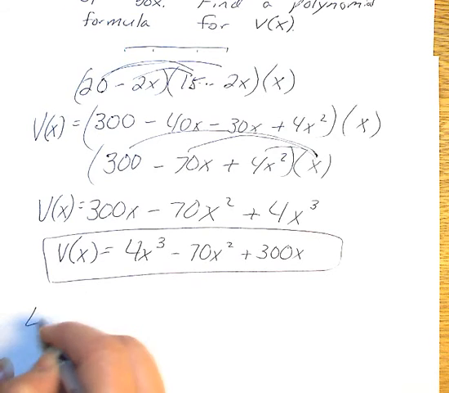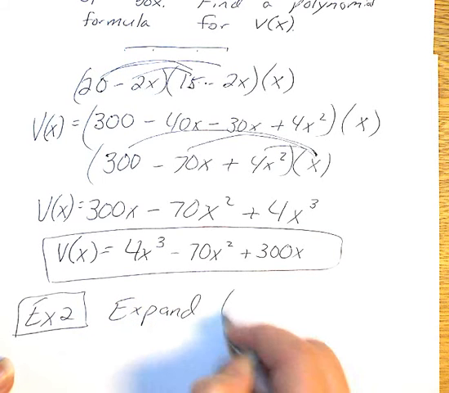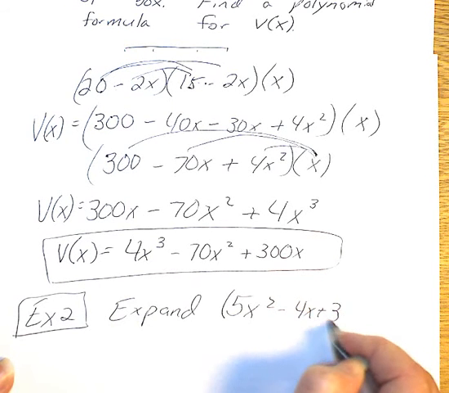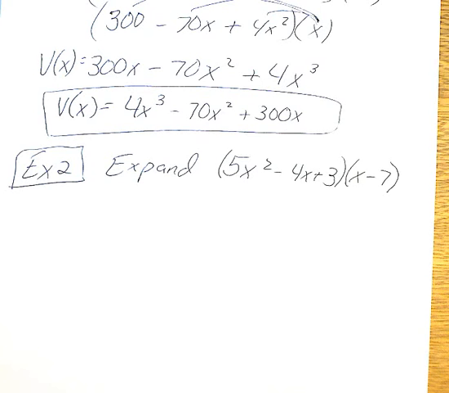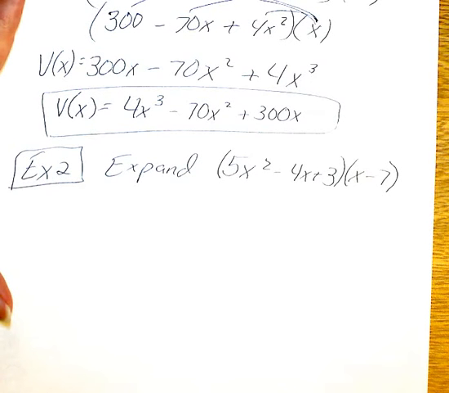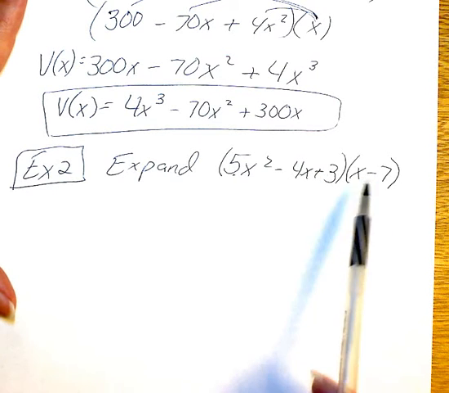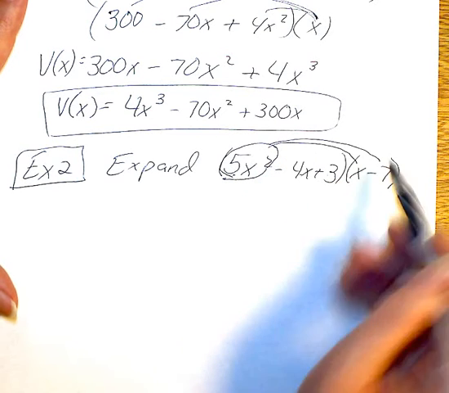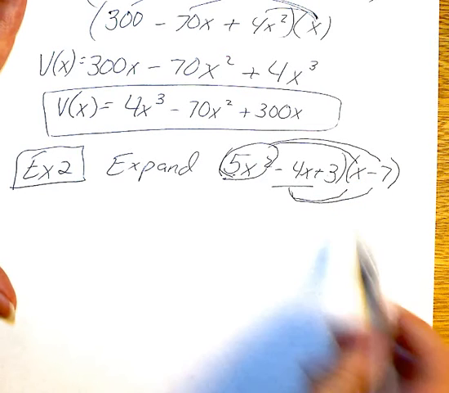All right. Second example, last example. Expand 5x squared minus 4x plus 3, and I'm multiplying it by x minus 7. All right. When you have a trinomial and you are multiplying it by a binomial, you have to remember that you have to take this term and multiply it by each one of those. Then you have to go to your next one and multiply it to each one of them. And then your final one and multiply it to each one of them. You have to make sure each one gets multiplied together.